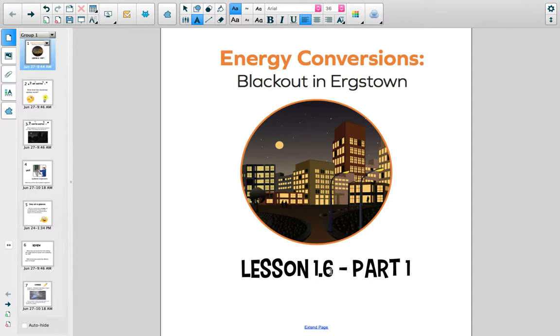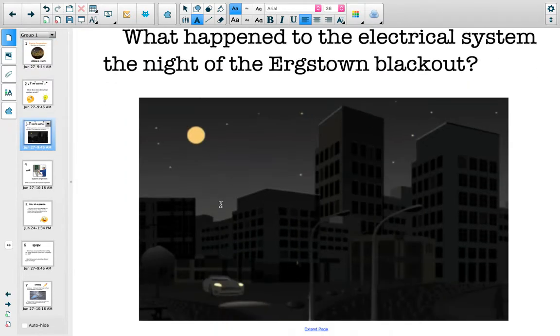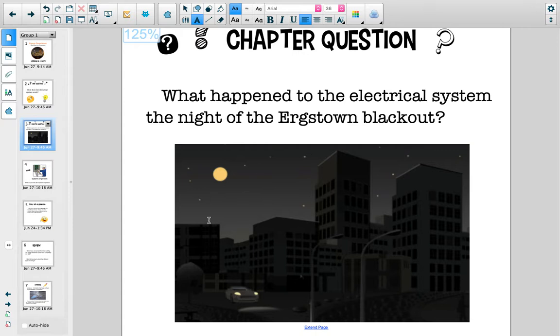I'll just explain the problem, because each Amplify unit has a problem and a question that they're trying to solve. The problem in the first unit is that there's this town, Ergstown, where the power keeps going out. The mayor is reaching out to the kids as systems engineers and needs their help to get the power back on. So the first chapter question is, what happened to the electrical system the night of the Ergstown blackout?